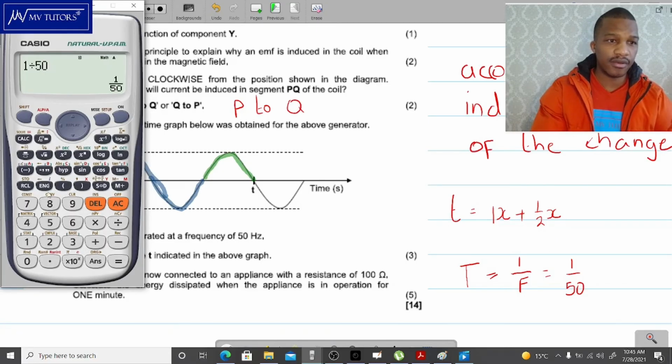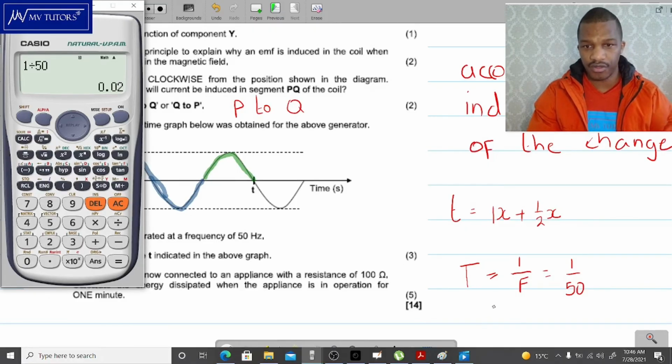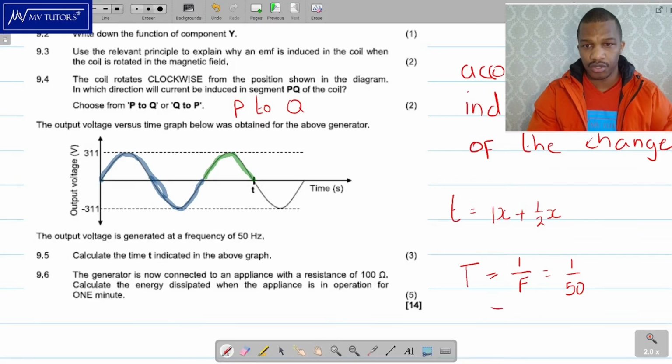And then I don't want it in this form, I want it in that form. 0.02. Thank you very much. So our t is equal to 0.02. Okay, let's put it in seconds.